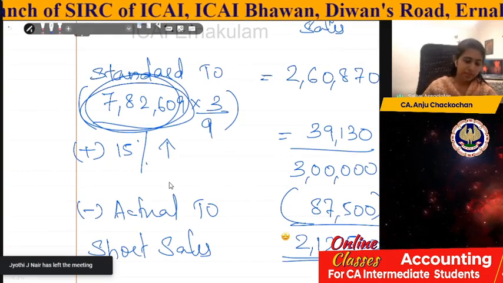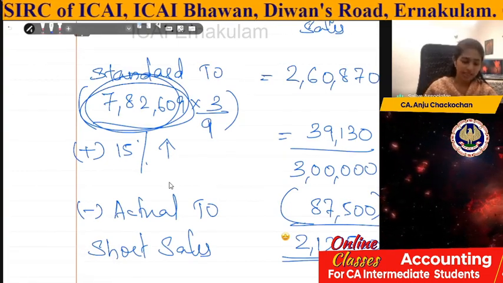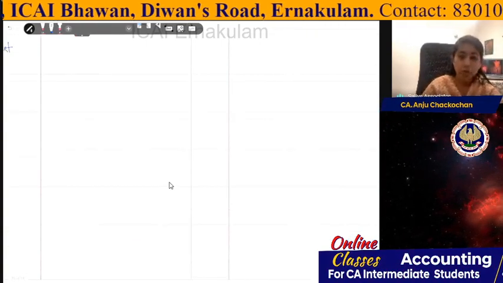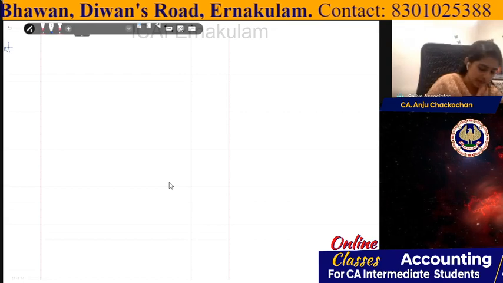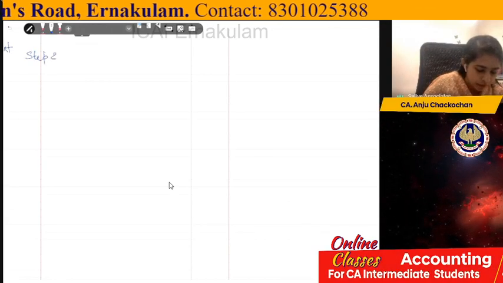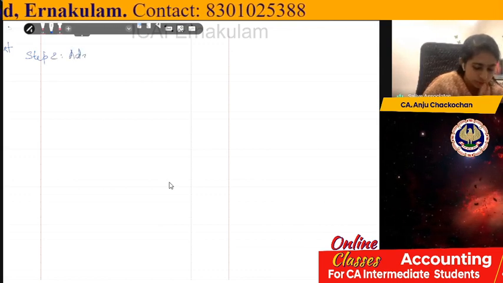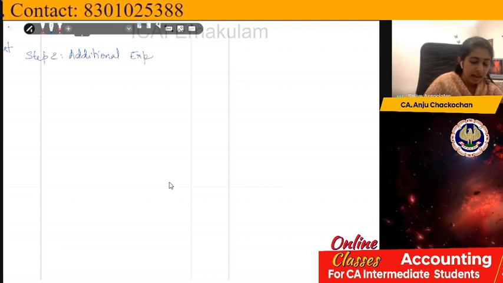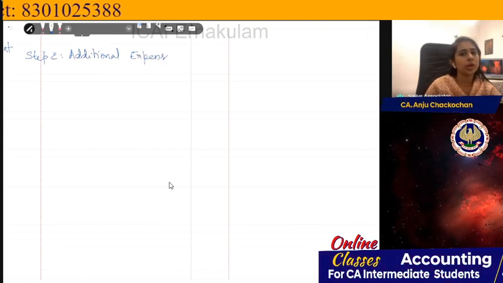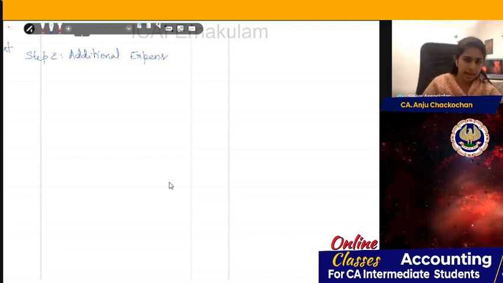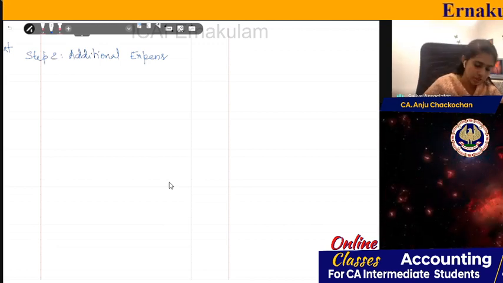Okay, yes, great. So we'll continue with the next step. Step 1, we have done with. Now, what about the next step? Step 2 is computation of additional expense. And for computing additional expense, we know that we'll have to take 3 steps, and we'll be taking the least of 3.